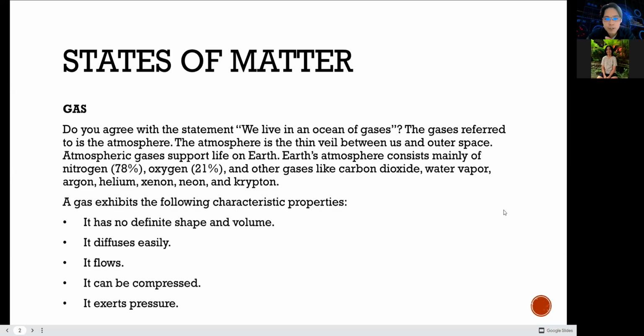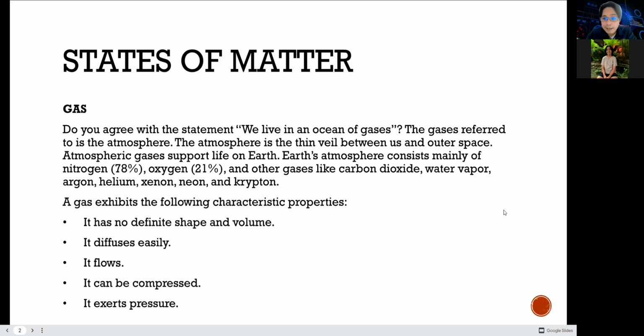Atmospheric gases support life on Earth. What is the most essential gas that is beneficial to all living organisms? What do you think? Anybody? Oxygen. Oxygen, correct. Thank you, Victor. If you're going to look at oxygen, it's only 21% of the atmospheric gases.